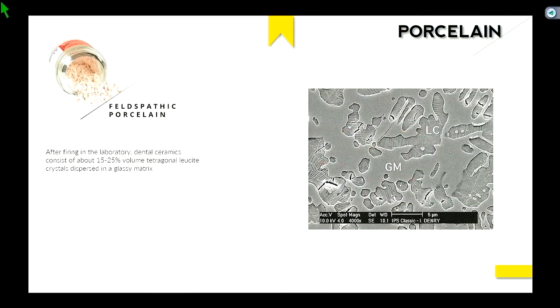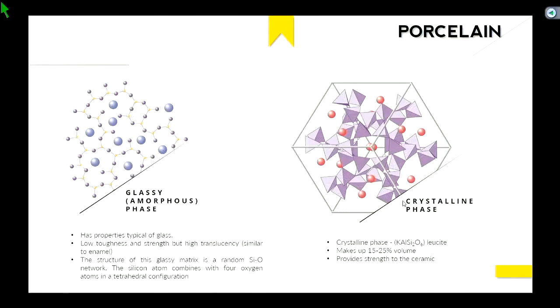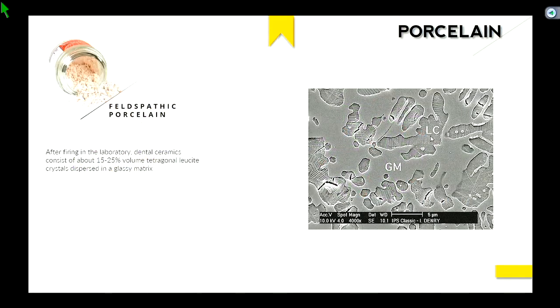So if you go back to this slide, you can see this is an SEM cross-section of it. GM stands for glassy matrix, and LC stands for lucite, which you can think of as the crystalline phase. This chemical formula is just designating lucite, and you can see that the lucite is intermixed with that glassy matrix. So this is what it looks like once it's fused or sintered together.